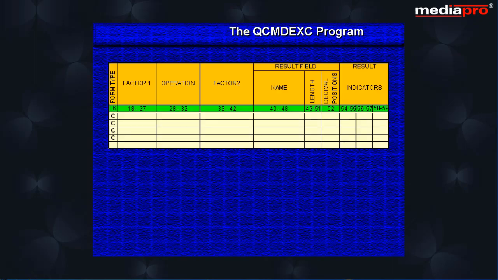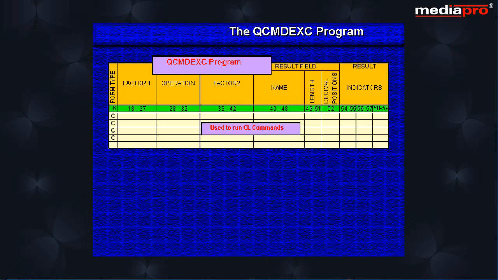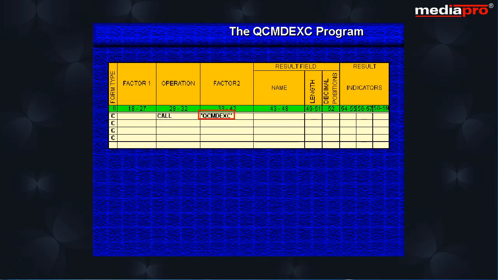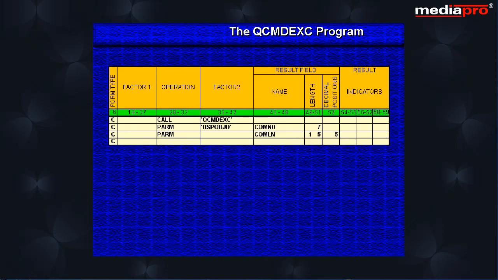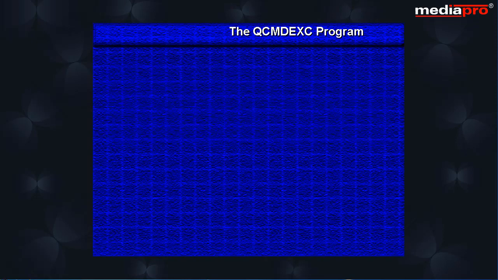Let us now take a look at the QCMDEXC program. Sometimes, from within an RPG program, you might need to run a CL command. QCMDEXC is an IBM supplied program that allows you to run a single CL command. The QCMDEXC program expects two parameters. The first parameter should contain the command that is to be executed, and the second should contain the command length.